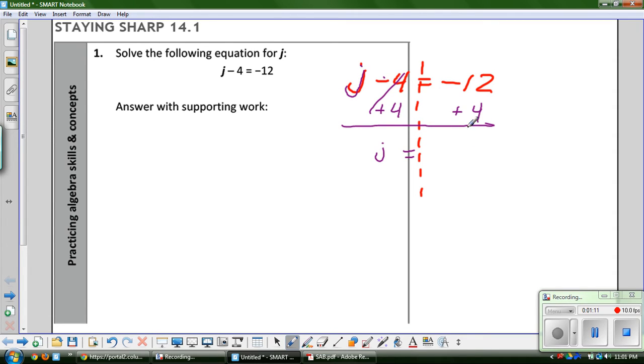On this side I have negative 12 plus 4. So think about this, negative 12 plus 4. Like if you owe me 12 bucks, you pay me 4 back, you still owe me some money. In fact, you're going to owe me 8 bucks. So negative 12 plus 4 is going to be a negative 8. And that's going to be the answer to the first one. Pretty straightforward, just solving equations.